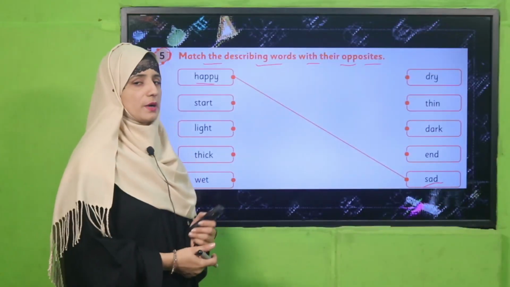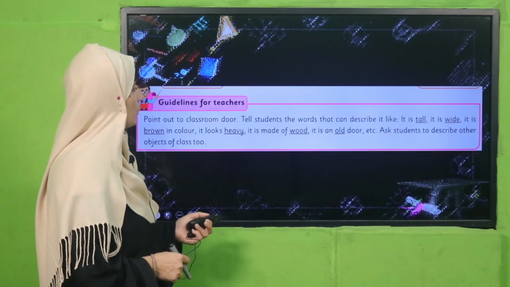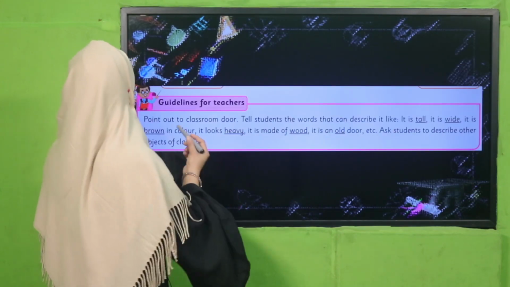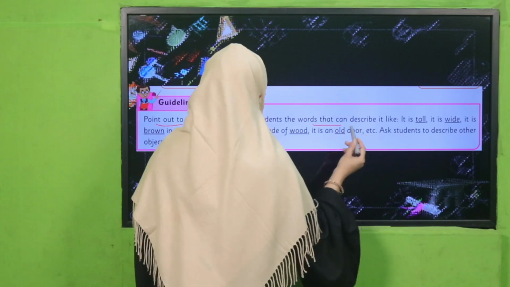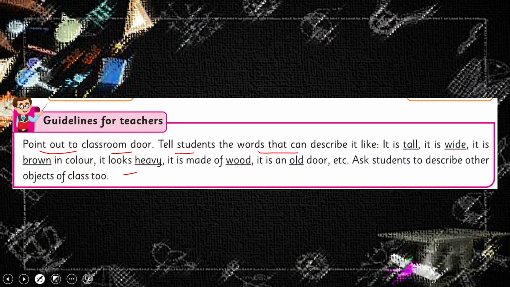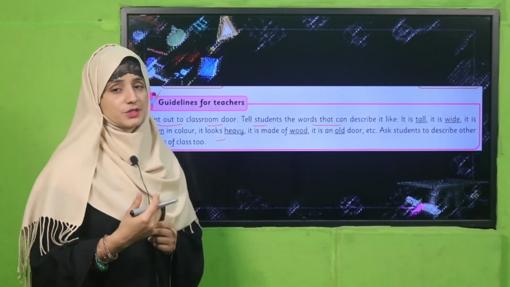Welcome back. Good job, my dear students. You have done it. I hope you have done it. So these are for guidelines. Point out to the classroom door or anything that you have in your class, my dear students, like it is tall, it is wide, its color is brown, its color is black.